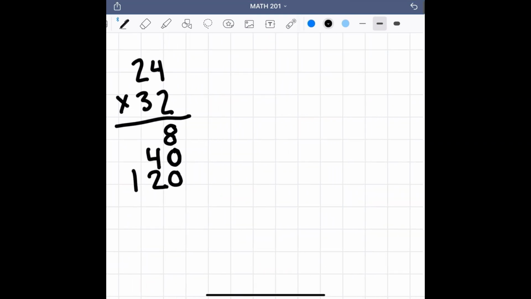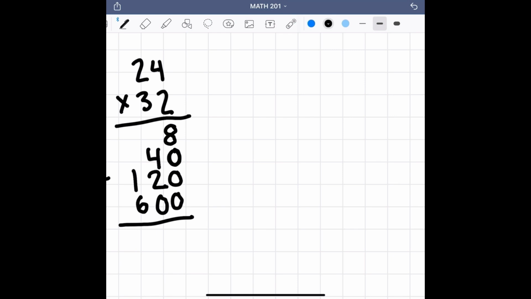Our next step is to multiply this 30 times this 20. So since these are both in the tens place, we are going to put down 2 zeros this time. And now our next step is to just multiply again. So 3 times 2 is 6. So we'll put the 6 right here in the hundreds place. And now we're going to add.